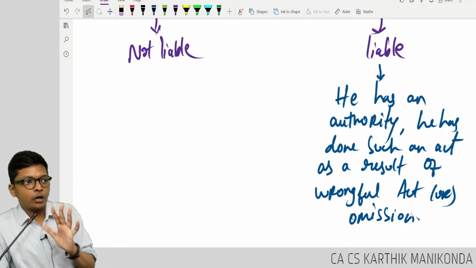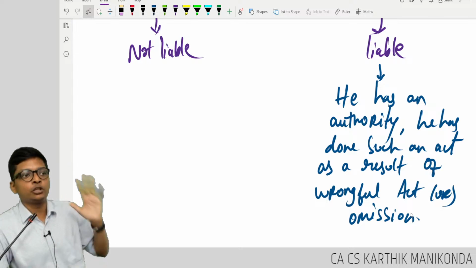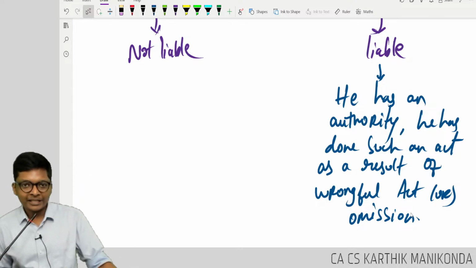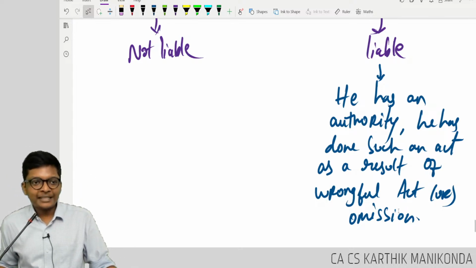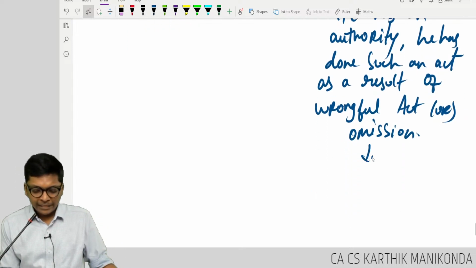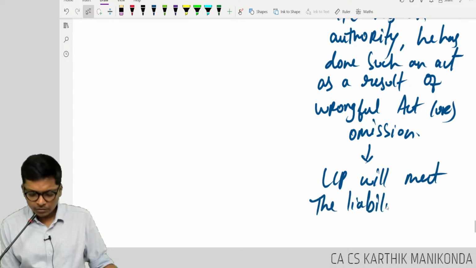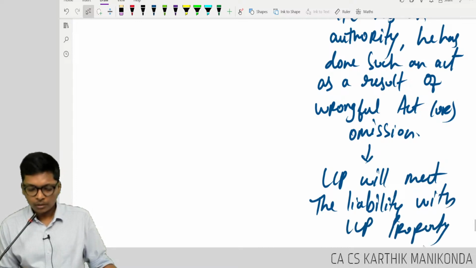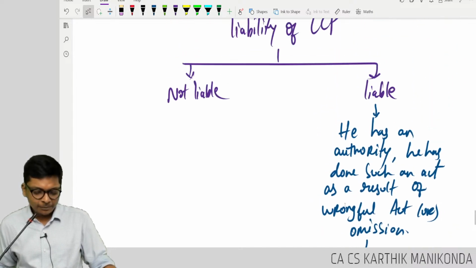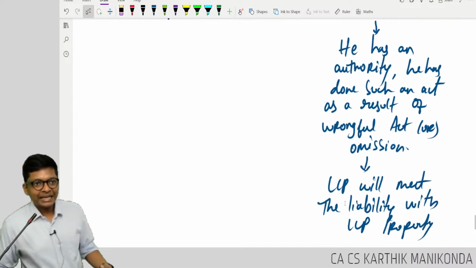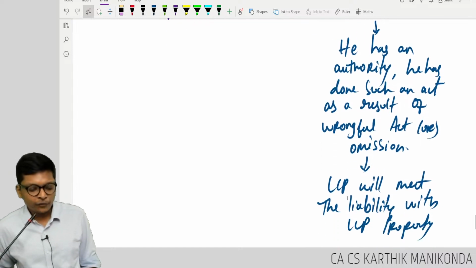Wrongful act means not fraud. He did it unknowingly. Unknowingly he went and crashed into Ashish Nehra. Are you following, guys? Who will bear this liability? LLP. So down arrow, write down: LLP will meet the liability with LLP property. Are you following, guys? Hello.